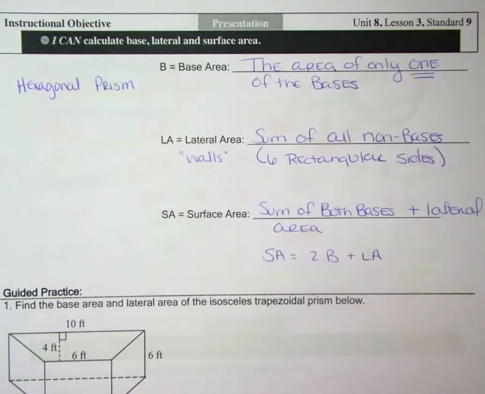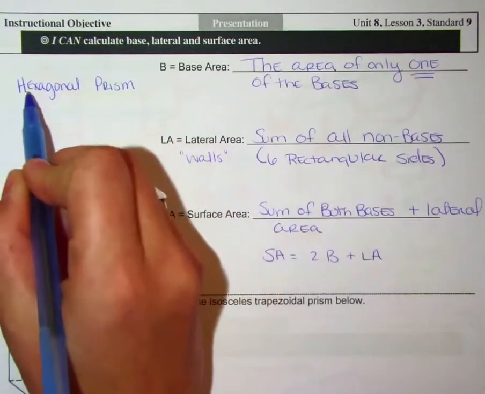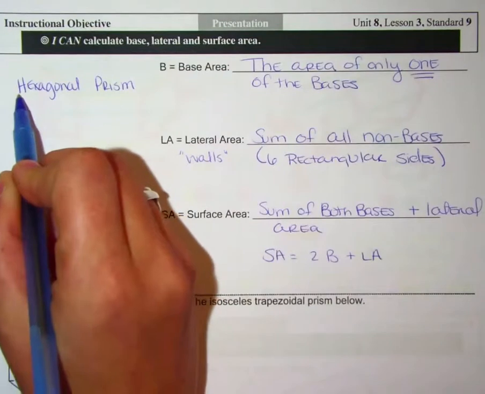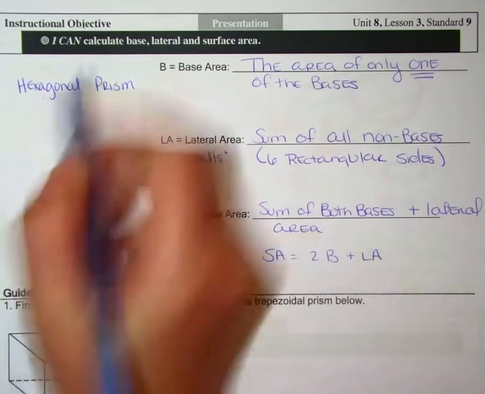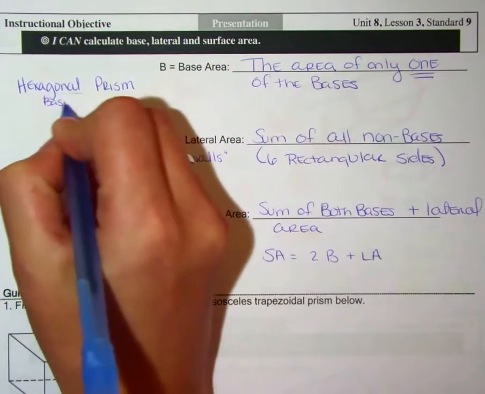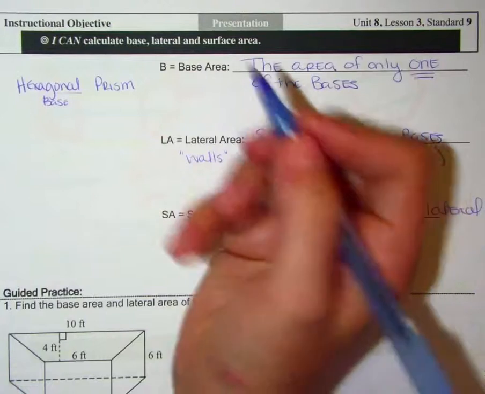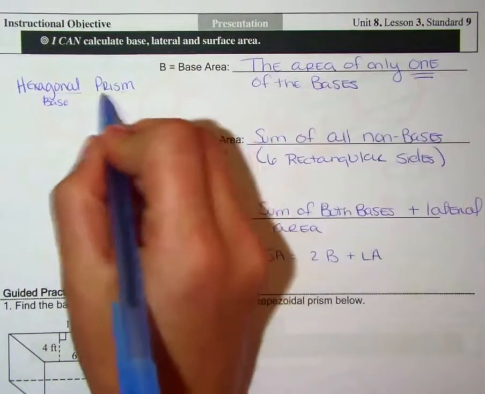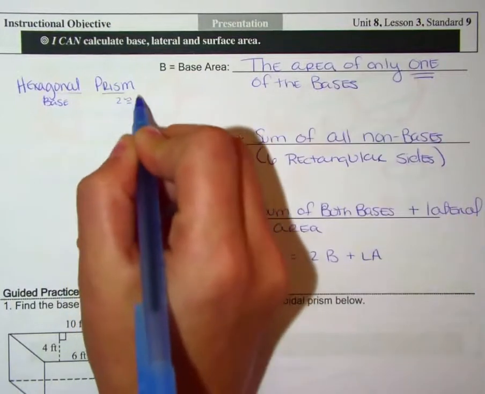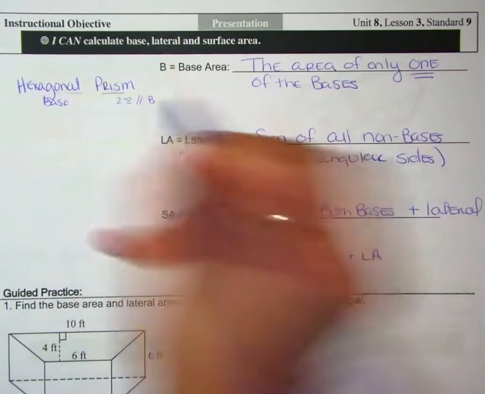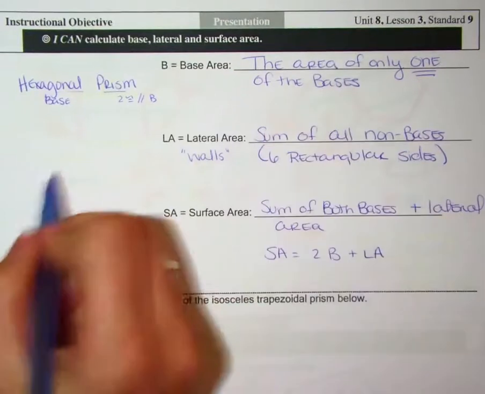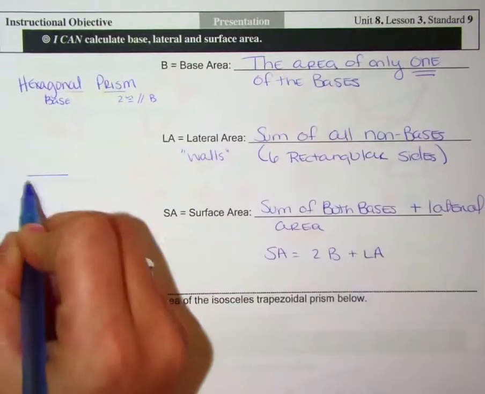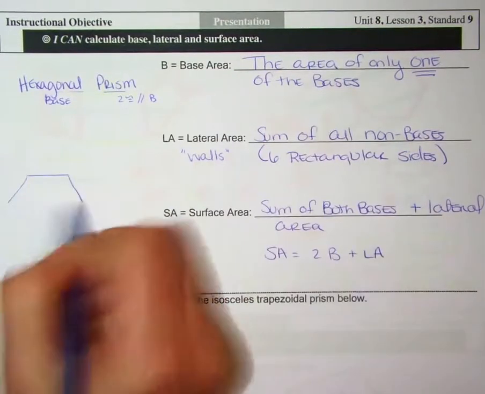Okay, so again, like we learned in lesson 1, this first word tells us what the base is. So the base is going to be a hexagon. And in a prism, it has 2 congruent parallel bases. So I will draw one hexagon here. A hexagon has 6 sides.